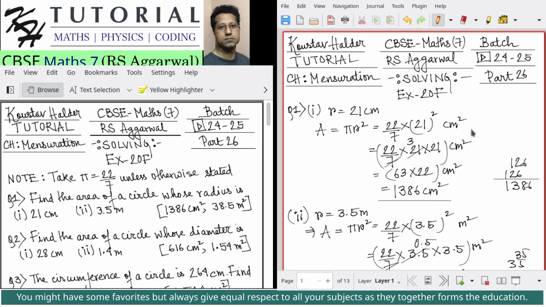In the next video, I will come up with solving a few more example problems based on finding the area of shaded region based on circles and rectangles and squares, or even circles inside another circles, before moving on to solving the problems of exercise 20G.